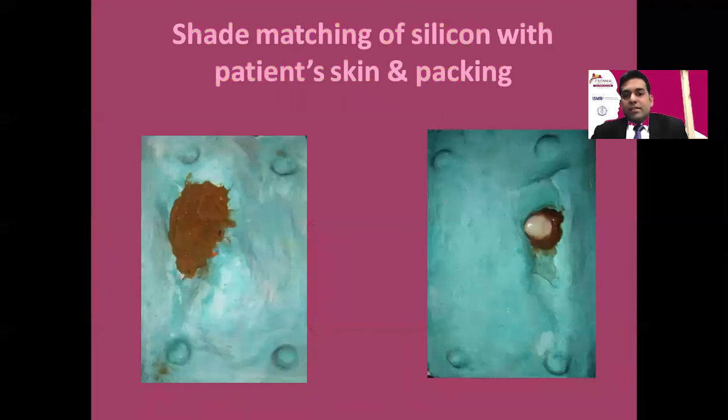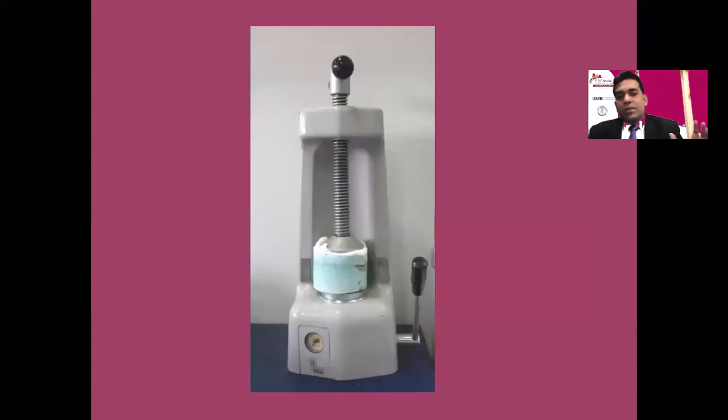And after dewaxing, you will get a hollow cavity of the defect, and the index as well as the iris portion will go into the upper part of your mold. So once the shade matching is done, the silicone is packed in the mold which is fabricated, and then you can apply pressure under this hydraulic press. So excess of material can come outside.